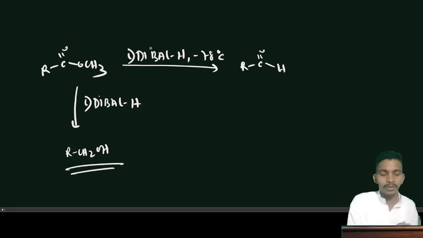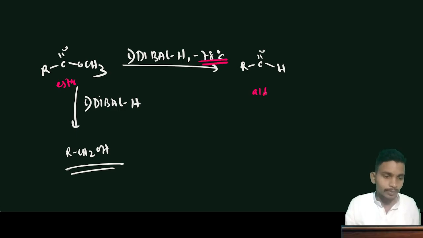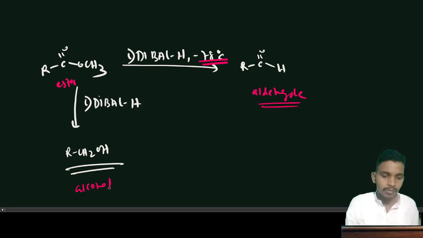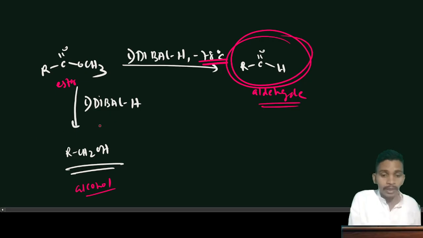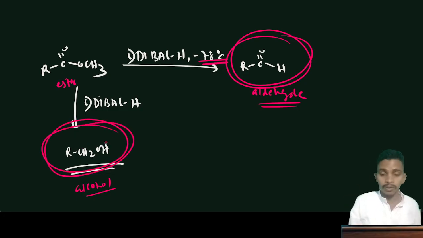So the temperature is important here: whenever you are starting from esters, if the temperature is minus 70 degrees, then we will get aldehyde groups. Otherwise we will get alcohol. So you have to memorize that if esters are treated with DIBAL-H at minus 70 degrees centigrade, we get aldehyde groups. Otherwise, if the temperature is not mentioned, at room temperature, we will get alcohol groups. So these are the important points for the case of ester.